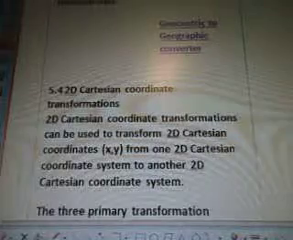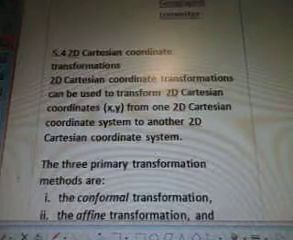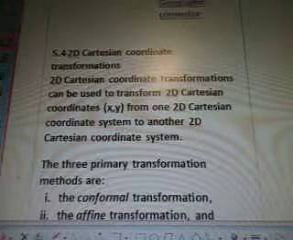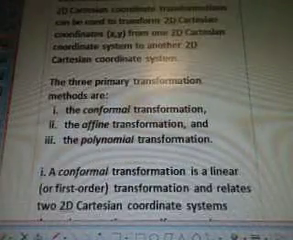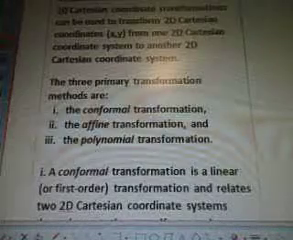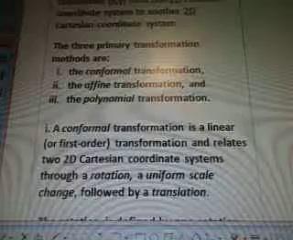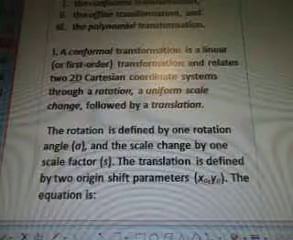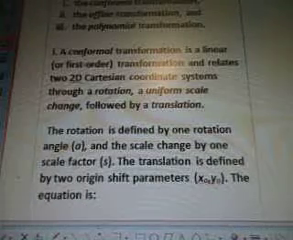5.4 2D Cartesian coordinate transformations. 2D Cartesian coordinate transformations can be used to transform 2D Cartesian coordinates xy from one 2D Cartesian coordinate system to another 2D Cartesian coordinate system. The three primary transformation methods are 1. The conformal transformation, 2. The affine transformation, and 3. The polynomial transformation.